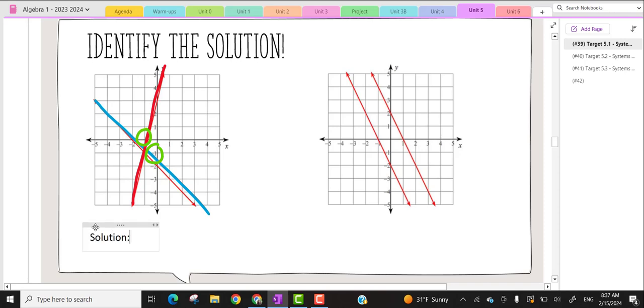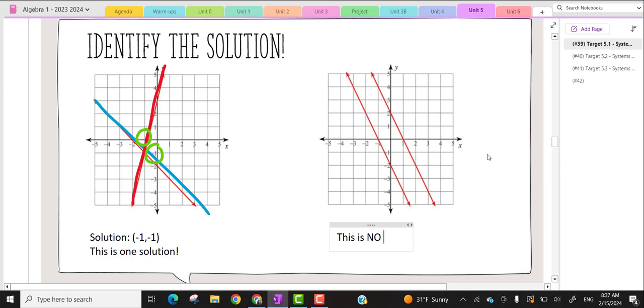So the solution is -1, -1. This is one solution. All right. Now the next type. Are the lines crossing? No.